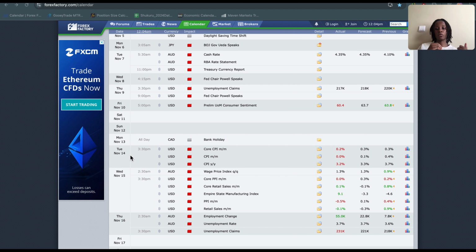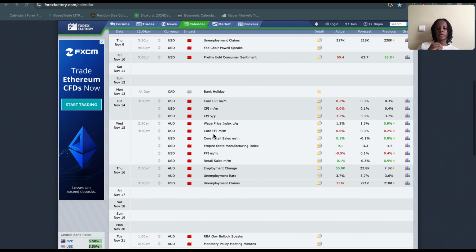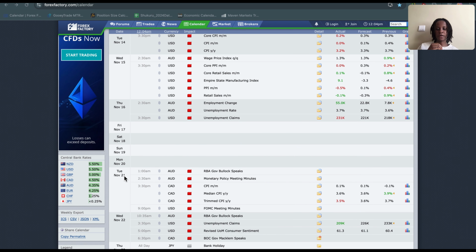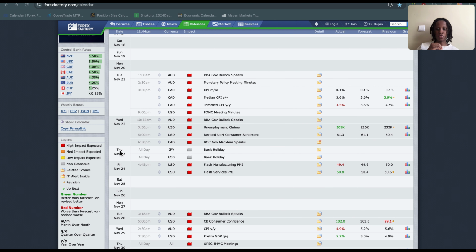I also include bank holidays. So on November 13th, I will not be trading because we have a CAD bank holiday. And if you go up here, you can see November 21st, I will not be looking forward to trade. And on Thursday, we'll be trading because we do not have any bank holiday, only JPY and USD holidays. What we really care about is either an AUD or CAD holiday.